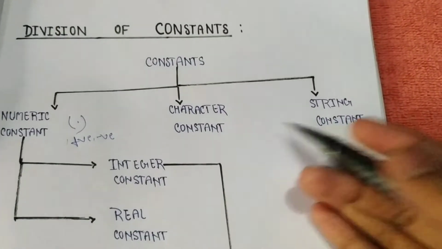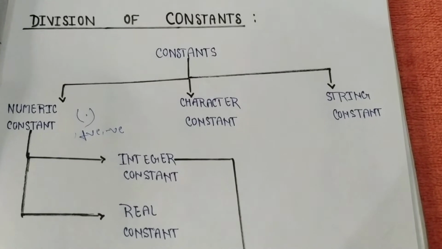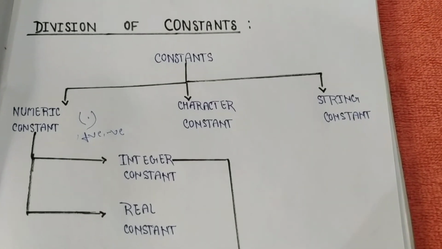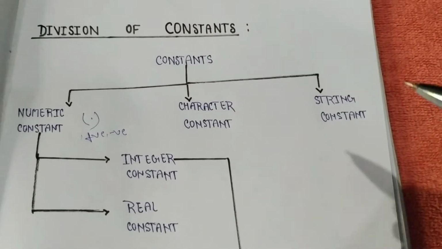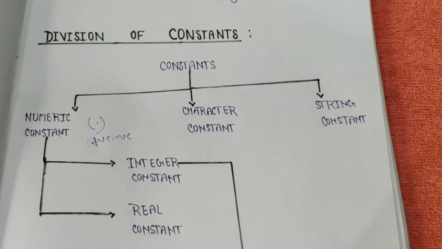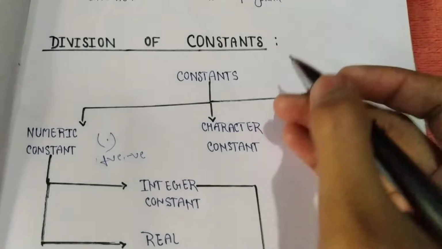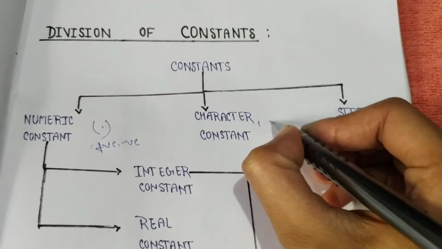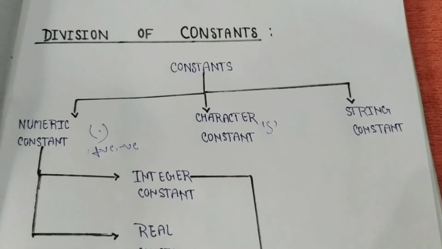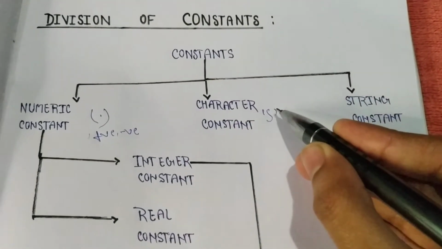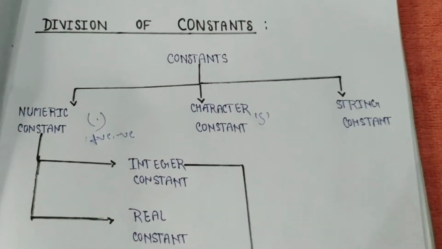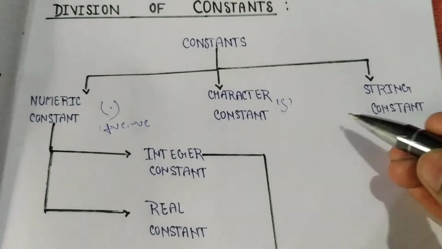Now what is a character constant? A character constant is a single character that is enclosed within single quotes. Like here, one single quote, and we can write in single quotes any valid character. Clear? It is called a character constant.